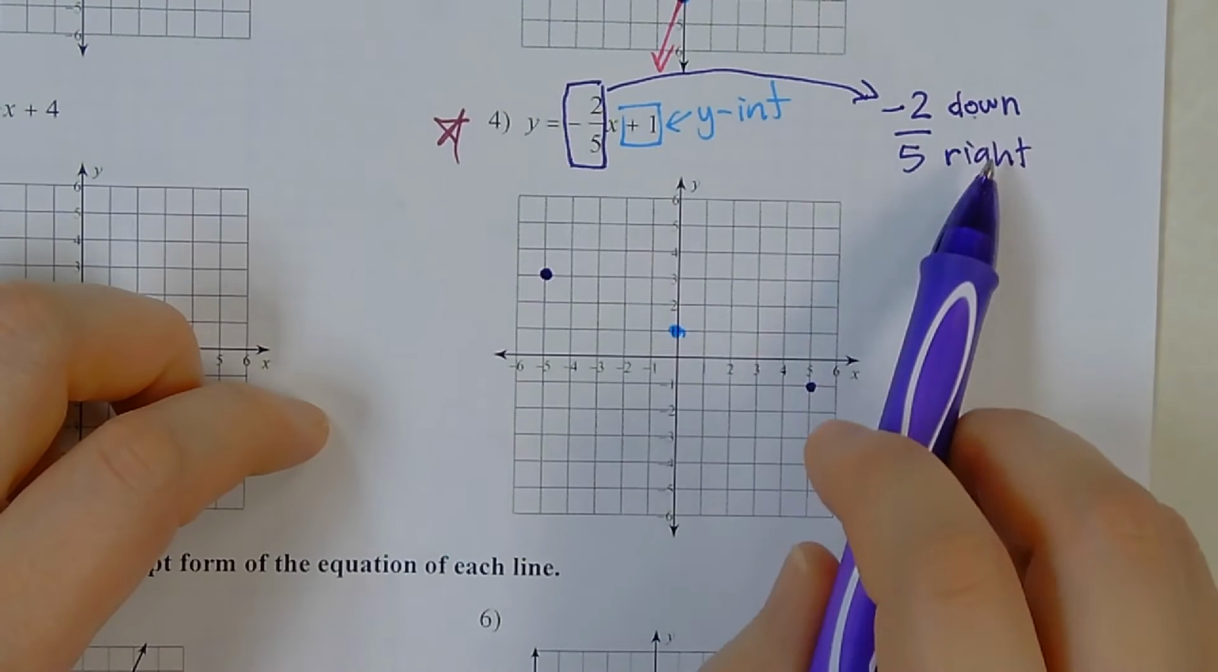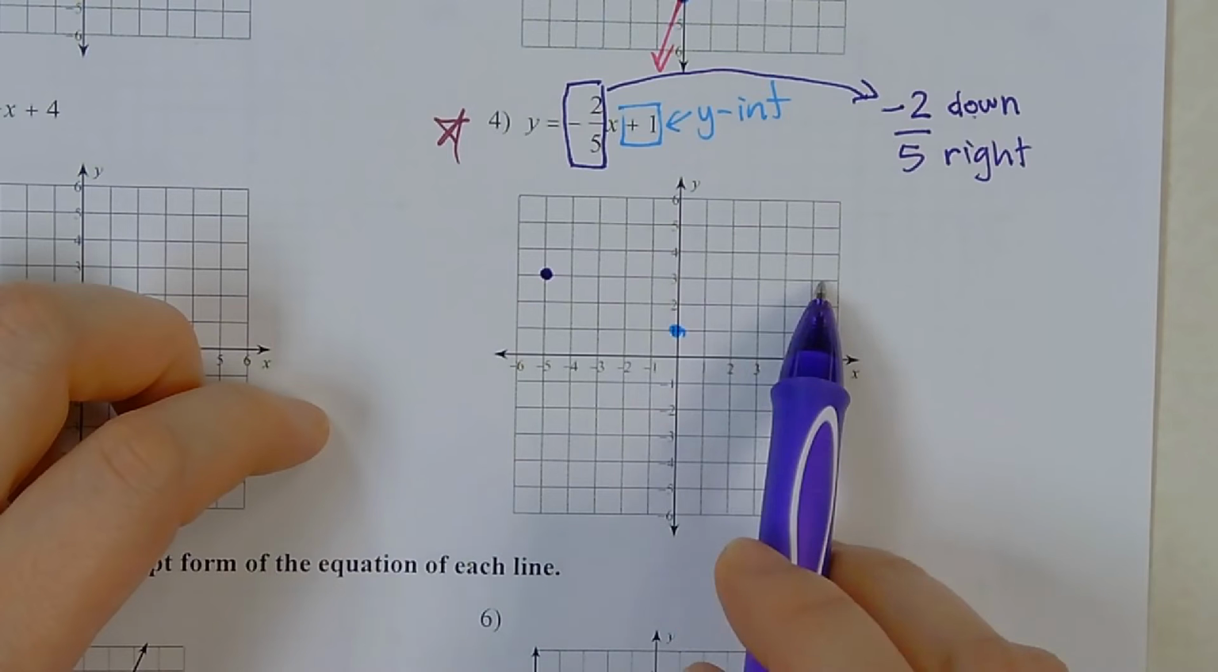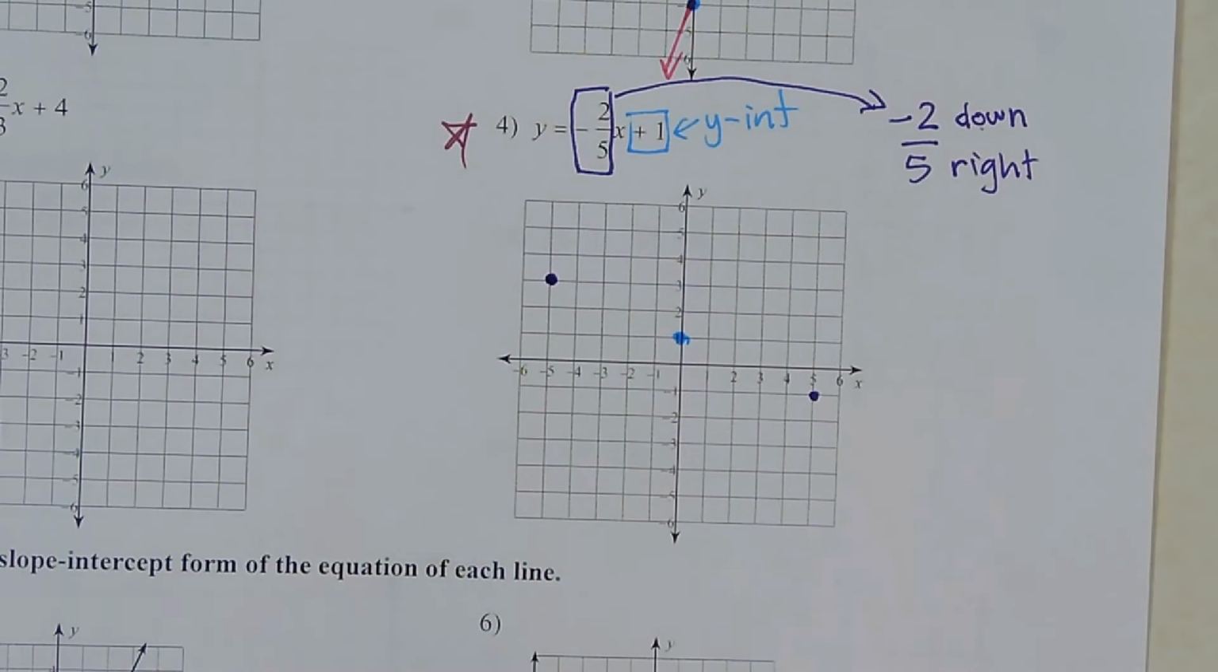So if you made the mistake of going 2 up, but then 5 right, notice it does not make a straight line, and you're like, ooh, something's wrong. Okay, these should always make you a straight line.